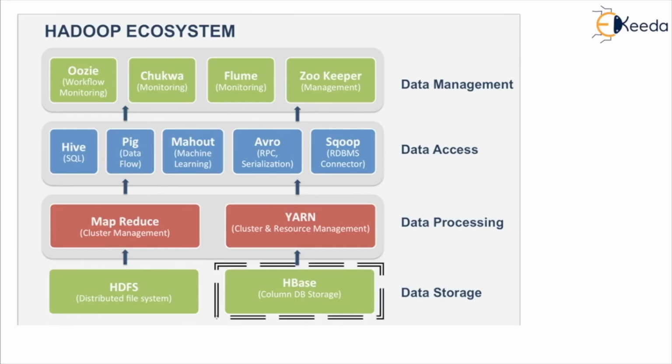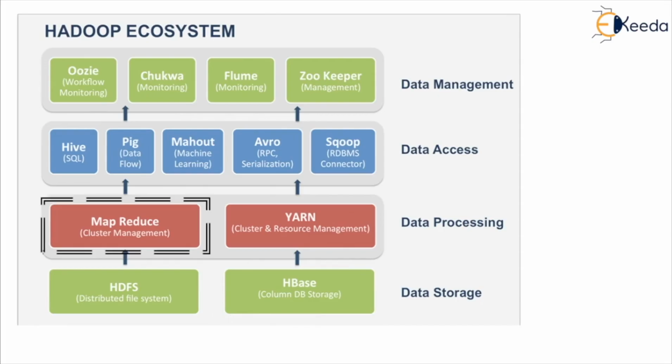HBase, which is a columnar database storage, which consists of the NoSQL type of databases, a columnar database built on top of the HDFS. HBase provides fast record lookups in large tables. It has a capability like Google's Big Table.